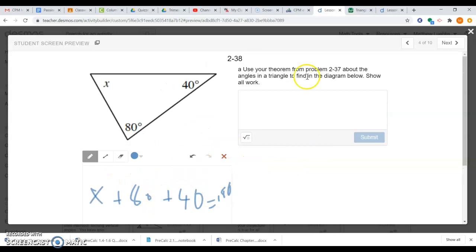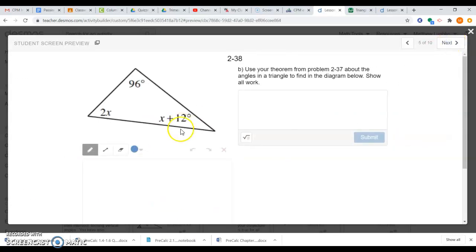The reason I like to write it out like that is there's a problem right here where you have x's in here. And so if you add up all three angles, set it equal to 180, and solve for x, you can figure out these missing angles. This is a more challenging one. If you want to see this one as an individualized video, just let me know.